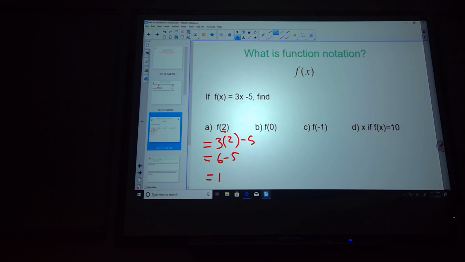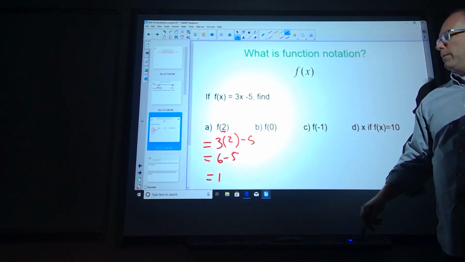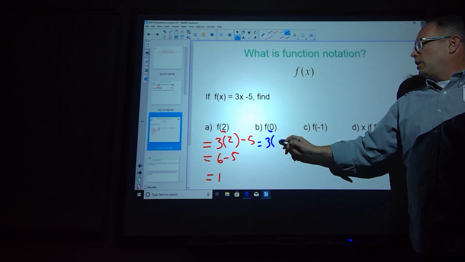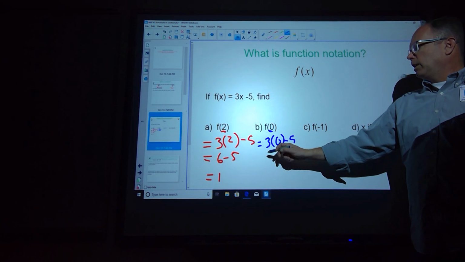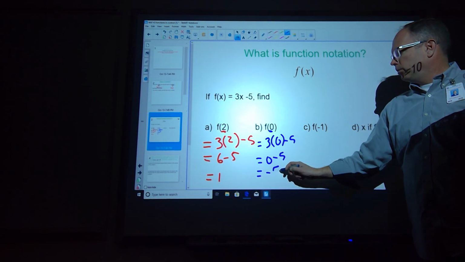So if f(2) gave me 1, what does f(0) do? What do I have to do with that? Where am I plugging 0 in? Into x as well. So 3 times 0 minus 5. 3 times 0 is 0, minus 5. So you get negative 5. Is that okay?